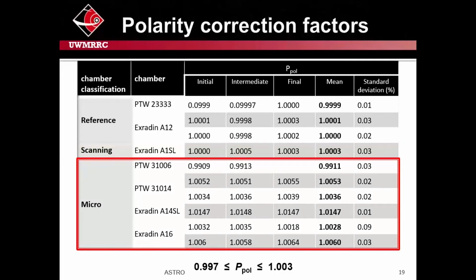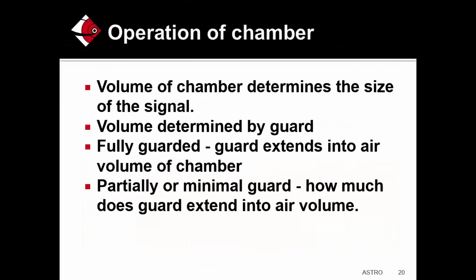Now, if we look at the micro chambers, these are the ones that are in the box, and you'll notice that some of them are bigger than this range. For example, this one, the Exradin A16, is 1.0028, which would fall within the 1.003. However, if you look at the intermediate one, there was one that came out to 1.0035. And so when it's this kind of a chamber, the polarity would not be acceptable. However, with the addendum, this is acceptable. The one below that, that is the 1.0058 and 1.0006, that would not be acceptable. So you have to check your micro chambers if you're trying to do polarity on that.